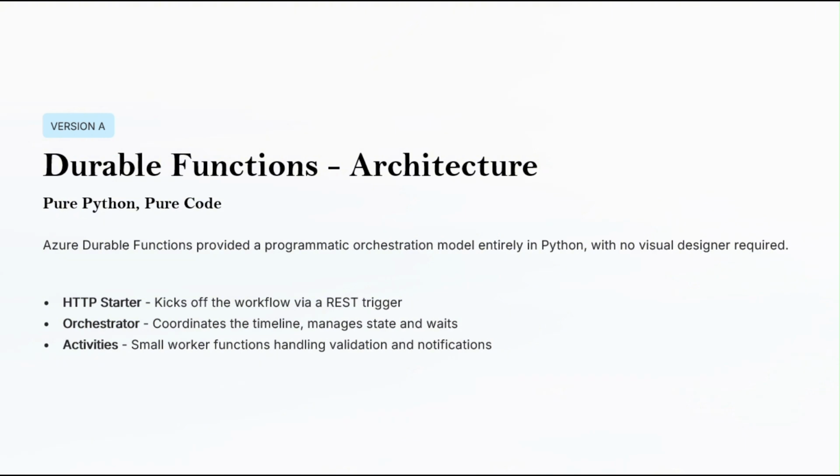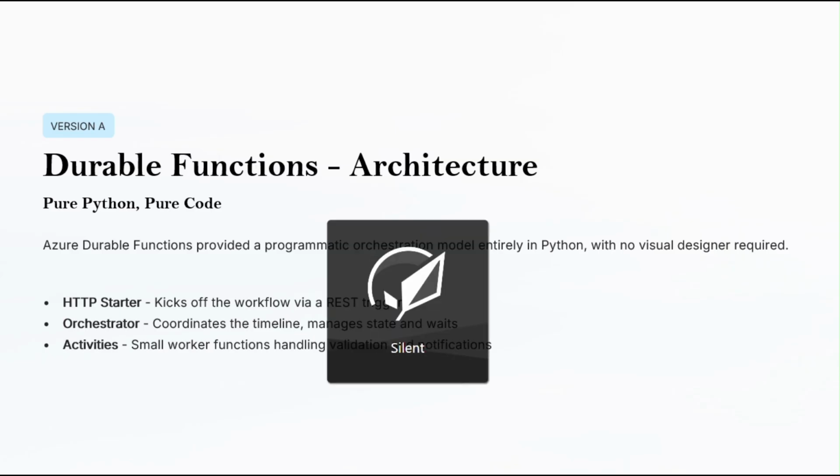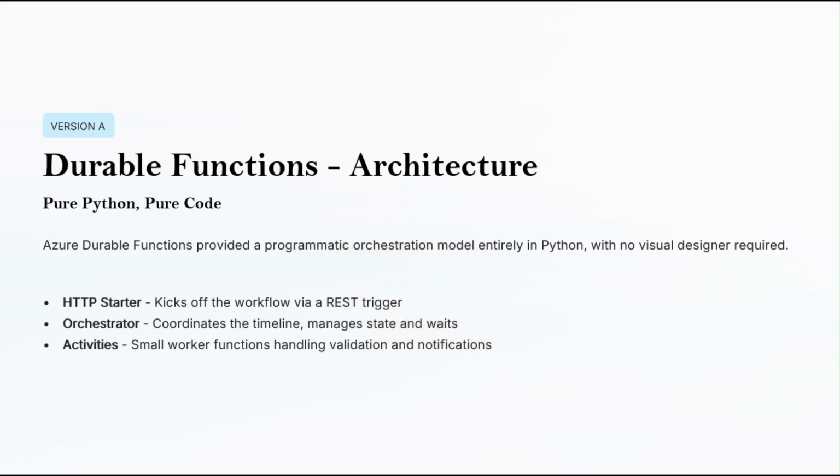Let's start with the code. For version A, I used Azure Durable Functions and wrote everything in Python. So it's got three parts: an HTTP trigger to start things off, and the orchestrator. The orchestrator, which I like the brain, keeps track of the state, and small activity functions that actually do the validation and system logging. Let's go through the design choices.